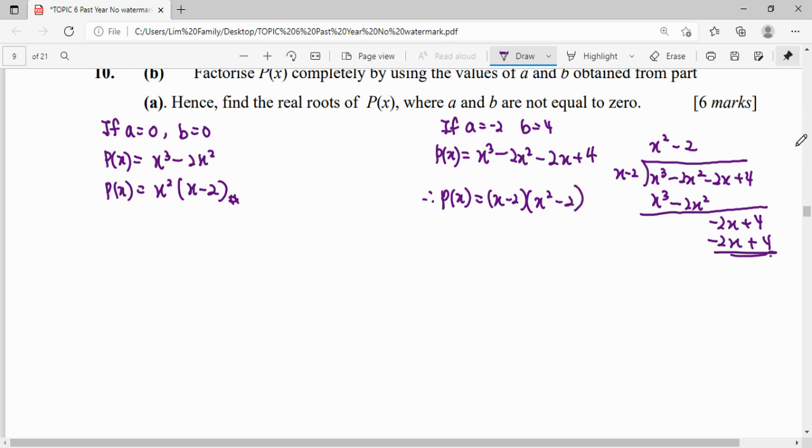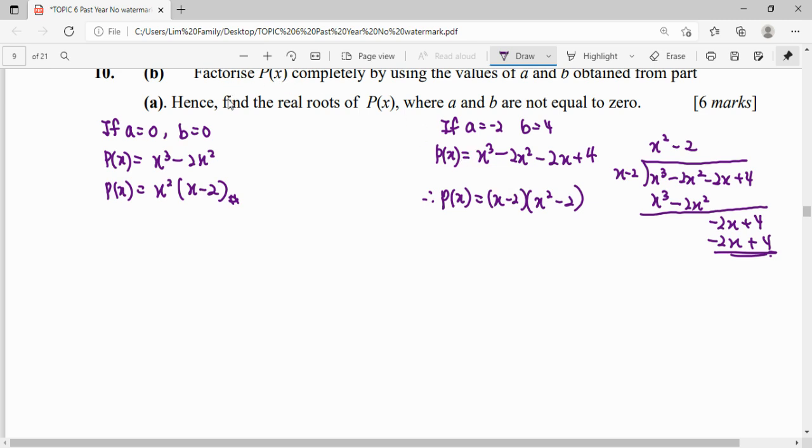Then we look at the factors here. The other factor here is quadratic, and this factor cannot be factorized anymore. So this will be our complete factorization for part B, the first task.